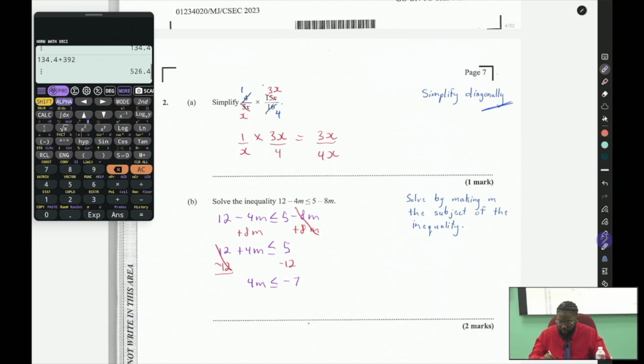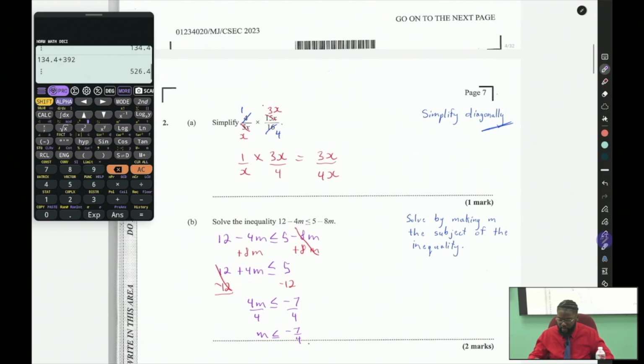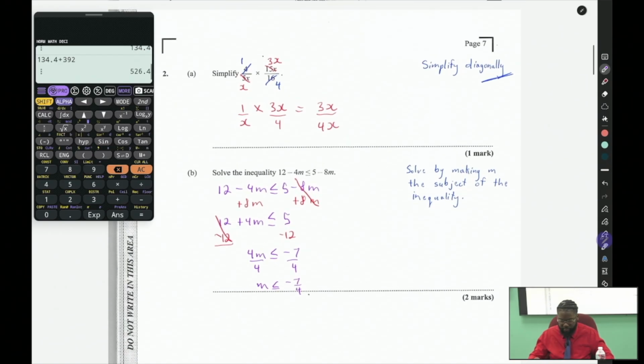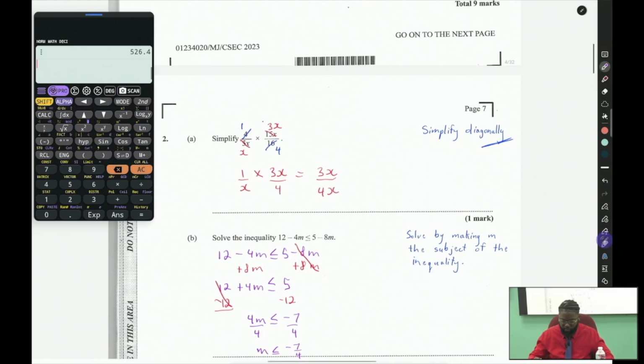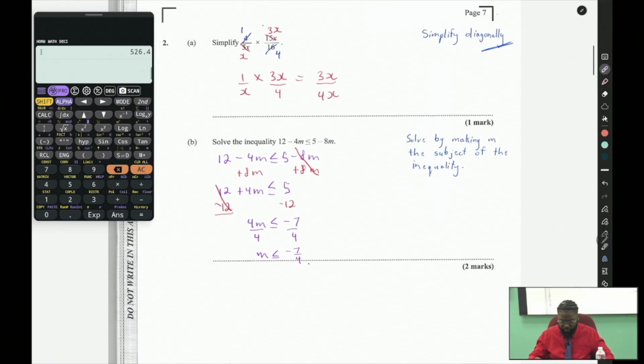So now, to make m the subject, we're going to divide through by 4. And our answer is going to be m less than or equal to negative 7 over 4. All right. Any questions? All right. So we're moving nice and smoothly. So let's continue.